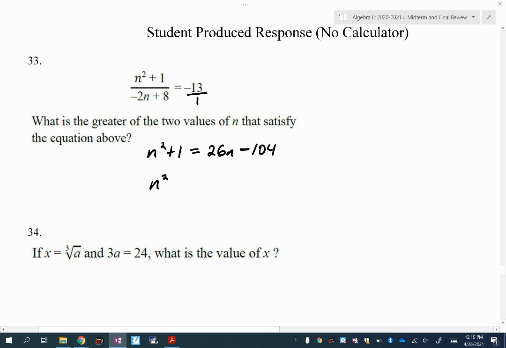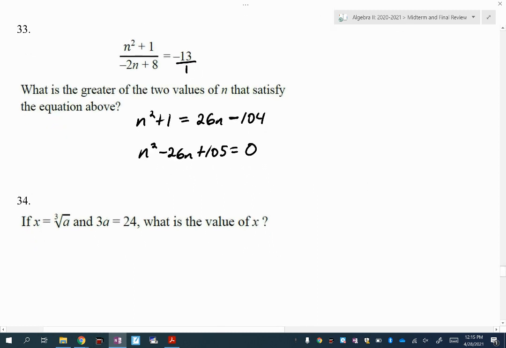So move everything to one side to set it equal to 0. So minus 26n. And if I move that minus 104 over with addition, I get 105, which equals 0. So I need factors of 105 to add to negative 26, which is going to be negative 21 and negative 5, right? 21 times 5 is 105. So my answer is 5 or 21.